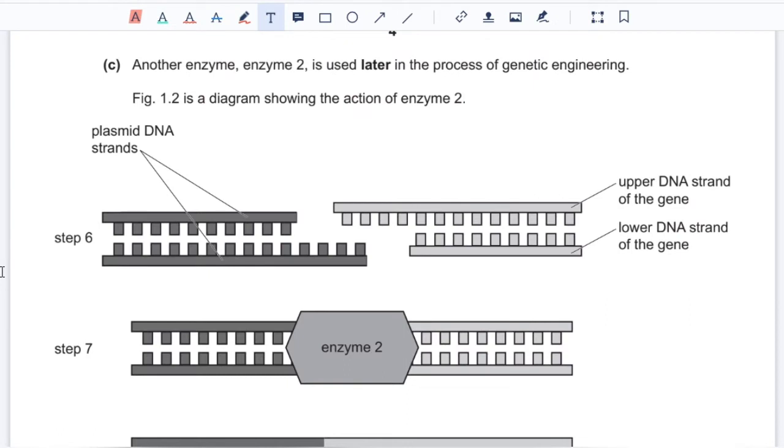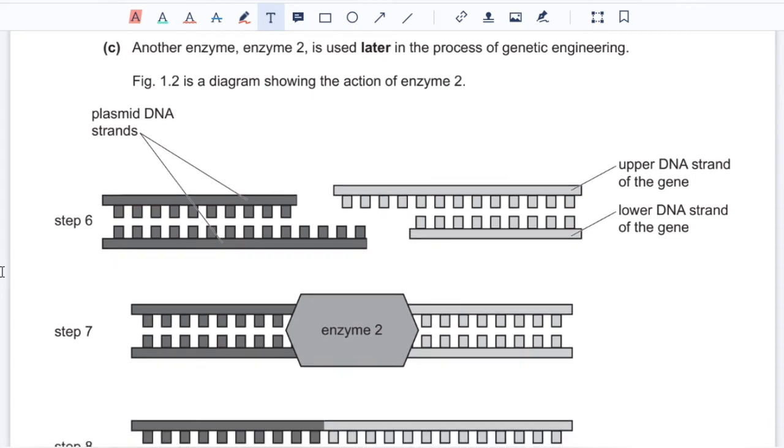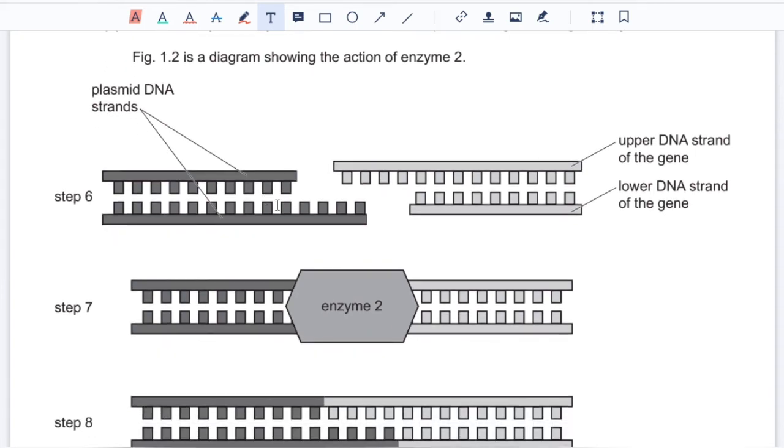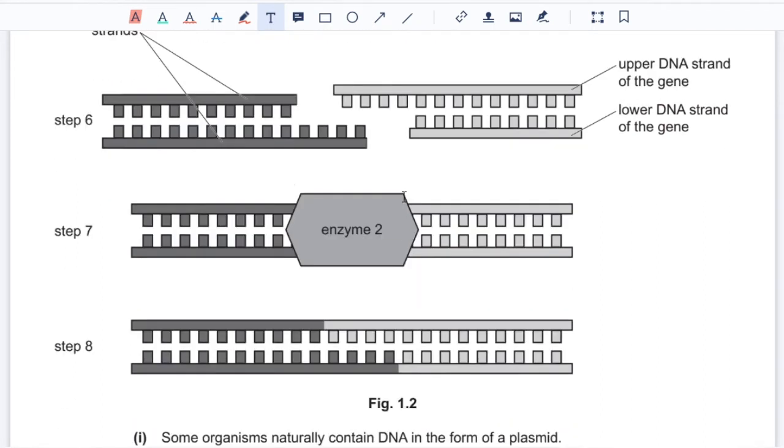C. Another enzyme, enzyme 2, is used later in the process of genetic engineering. Figure 1.2 is a diagram showing the action of enzyme 2. So you've got the plasmid DNA strands and the DNA molecule, which you have just cut using enzyme 1, which was a restriction enzyme. And enzyme 2 is going to combine the two DNA molecules together. And this enzyme will be DNA ligase, since DNA ligase is responsible for adding the DNA, which contains the desired gene, into the plasmid.